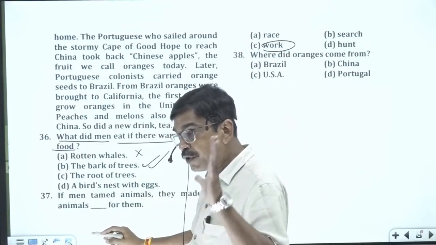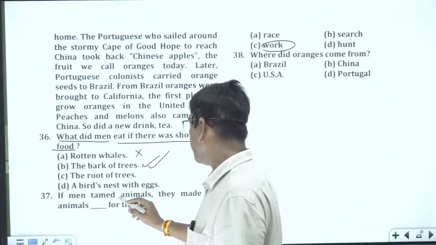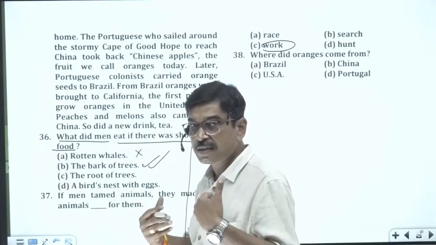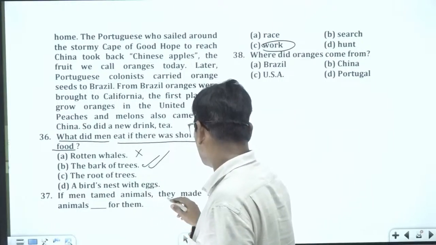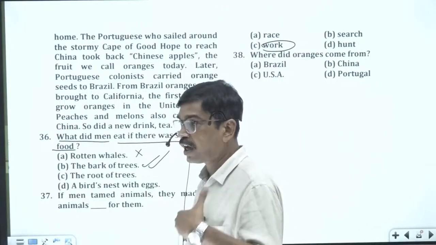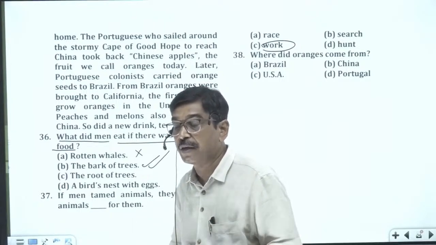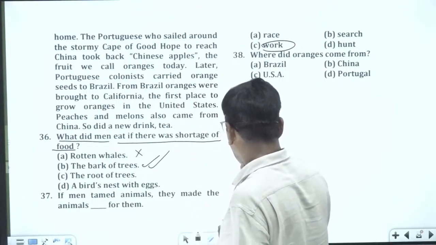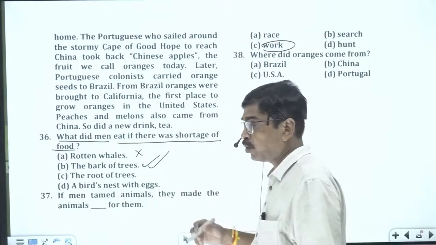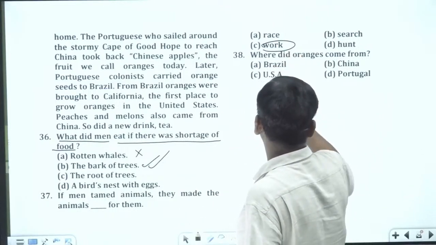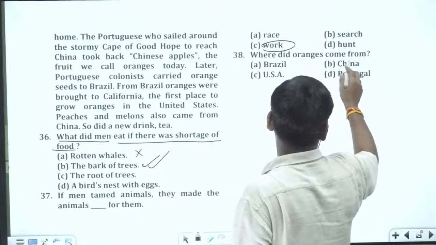The meaning of this sentence: if men tamed animals, यदि इंसान जो है पालतू बनाया जानवरों को, तो they made the animals, जानवरों को किस चीज के लिए लगाया? काम के लिए, for them, कि उनके लिए काम करे। वो क्या काम करे भाई? तो आगे पैसेज में वो चीज रिफ्लेक्ट होता है। So that is the work.